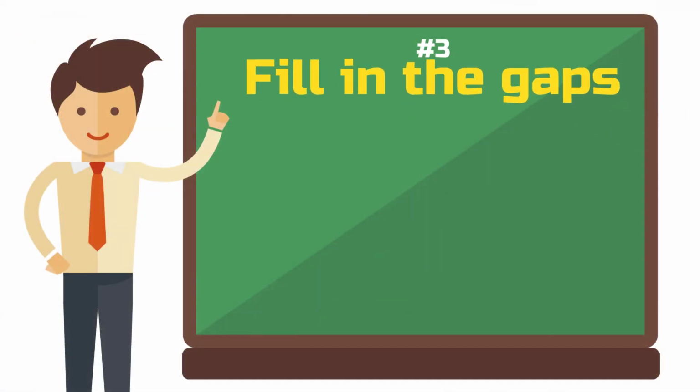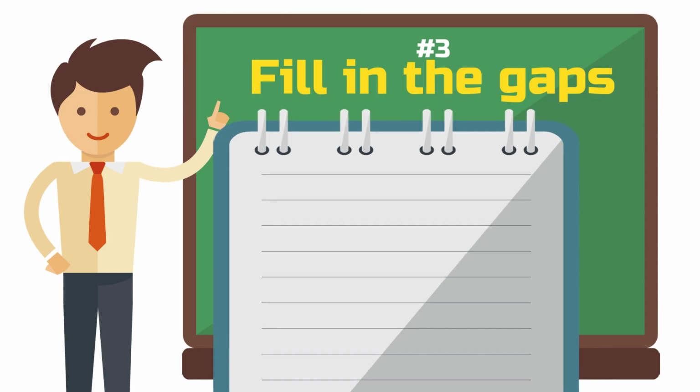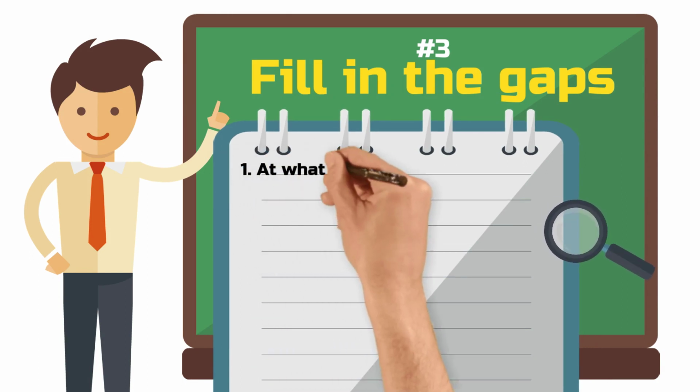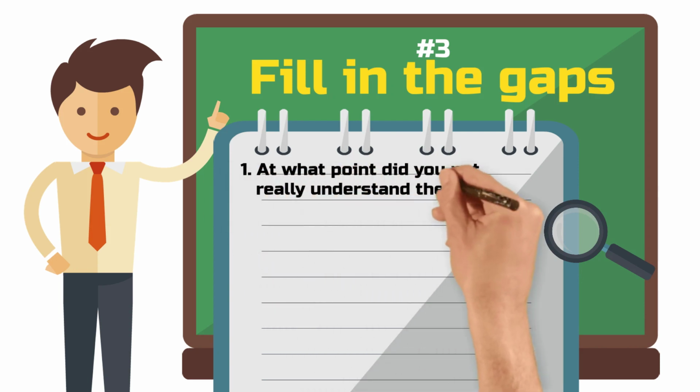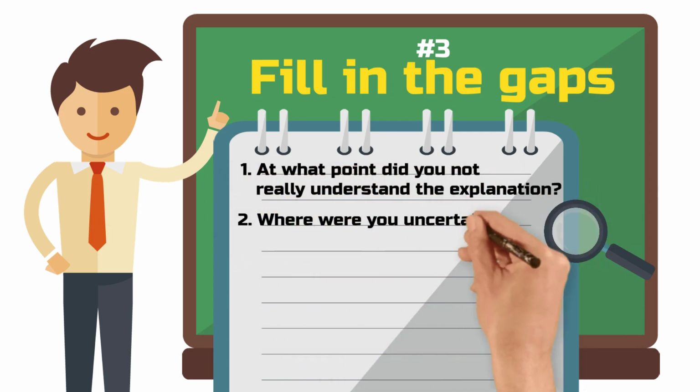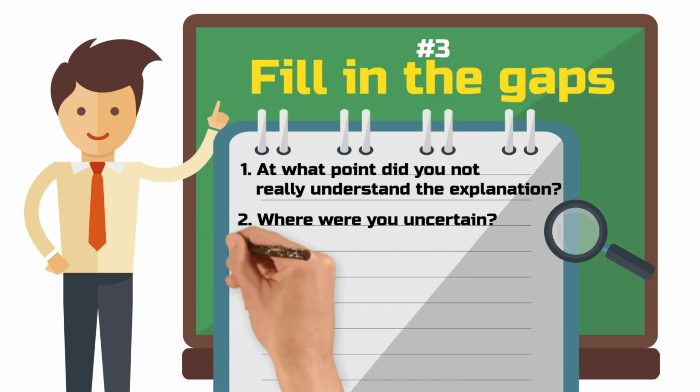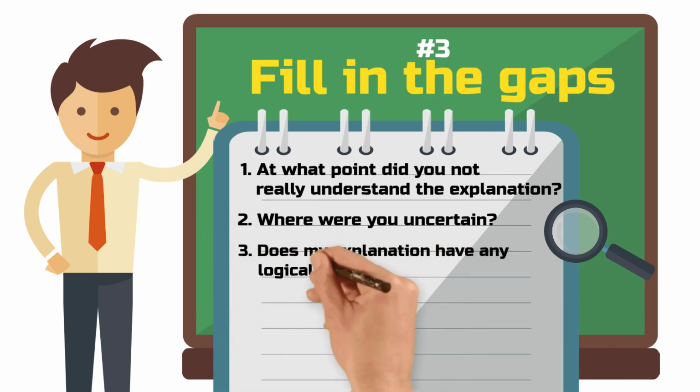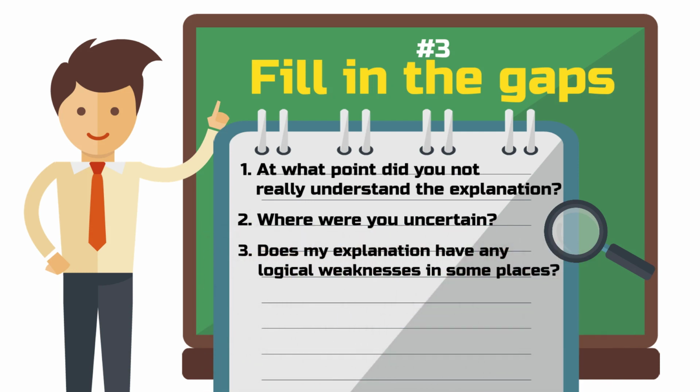Fill in the gaps. In the 3rd step of the technique, you are supposed to recap your own explanation. Ask yourself the following questions. At what point did you not really understand the explanation? Where were you uncertain? And does the explanation have any logical weaknesses in some places? Now you know where you need to do further research.